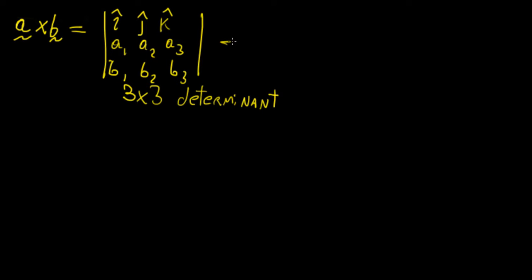Basically what we do is we're going to reduce this into a sum of 2x2 determinants. So we're going to grab the first element here. We're going to essentially just block this column and this row. And now we're going to multiply i by the remaining columns, making a new determinant out of these two remaining columns. So we're going to have A2, A3, B2, and B3.